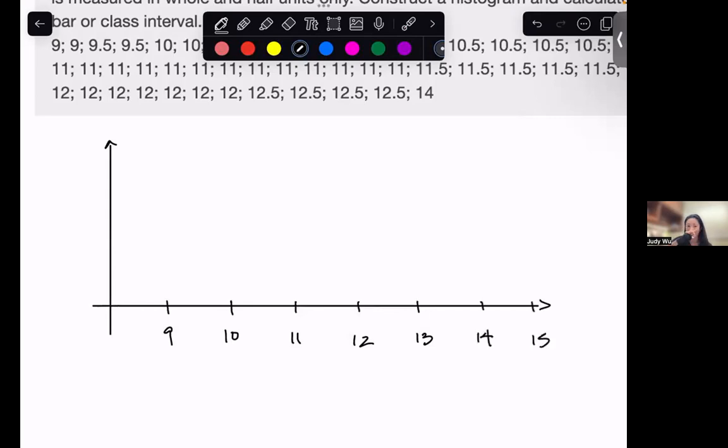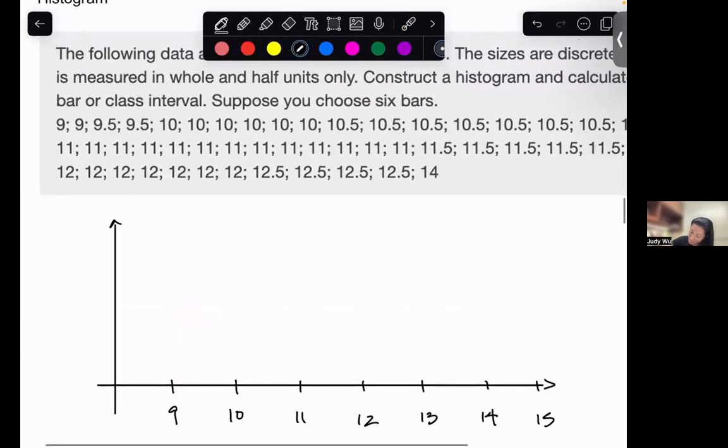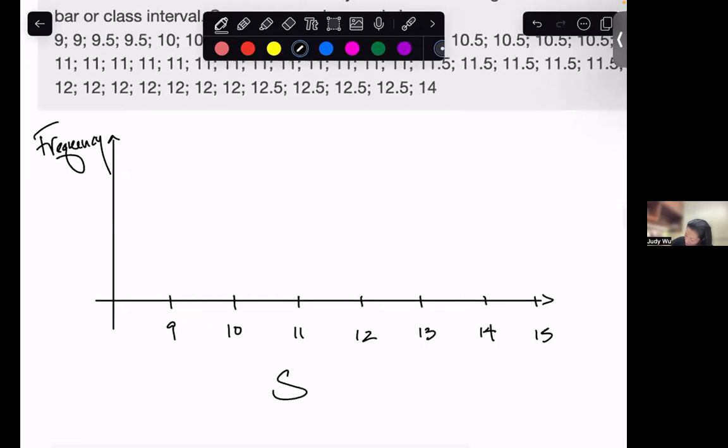14 and 15, okay? And the way we read the bins, we always include the left number, but we don't include the right number. So anything in here would really be 9 all the way to like 9.99999, okay? All right, so let's see, with their frequency and our shoe size.